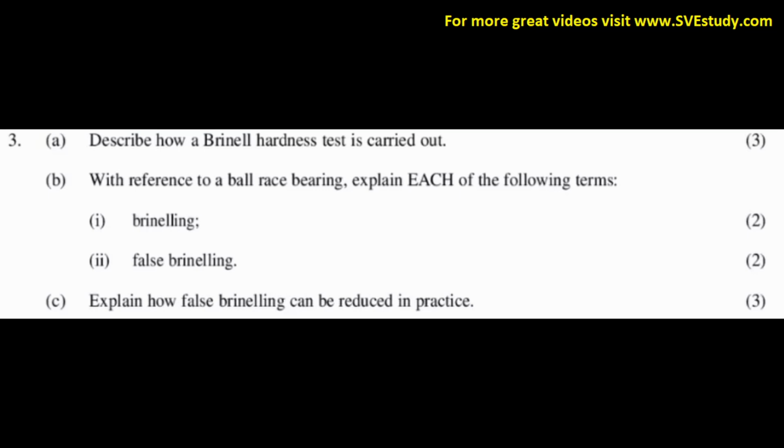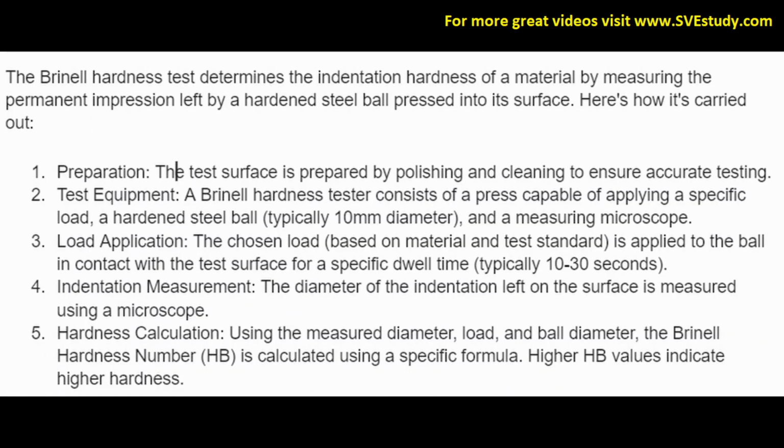A. Brinell hardness test. The Brinell hardness test determines the indentation hardness of a material by measuring the permanent impression left by a hardened steel ball pressed into its surface. Here's how it's carried out. 1. Preparation. The test surface is prepared by polishing and cleaning to ensure accurate testing.